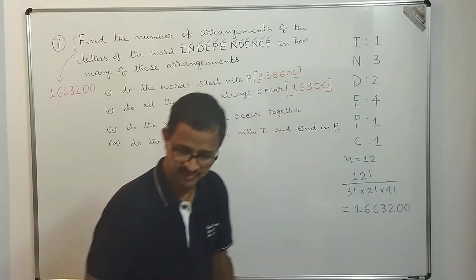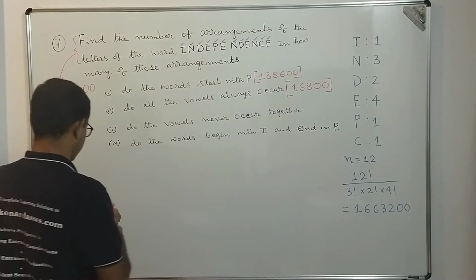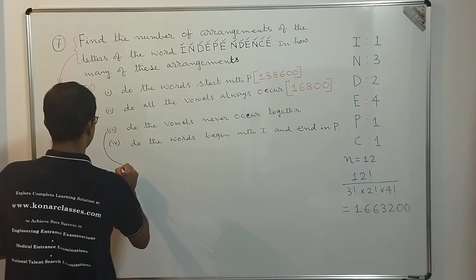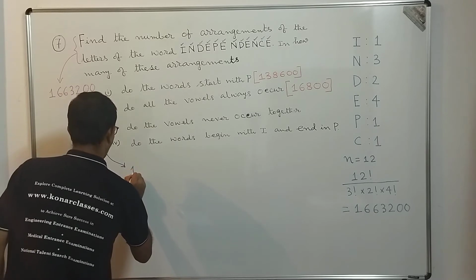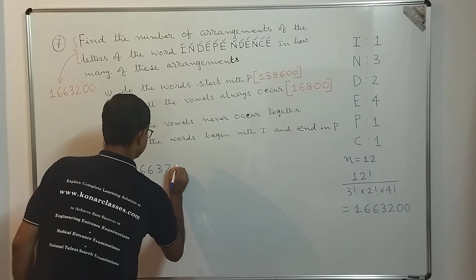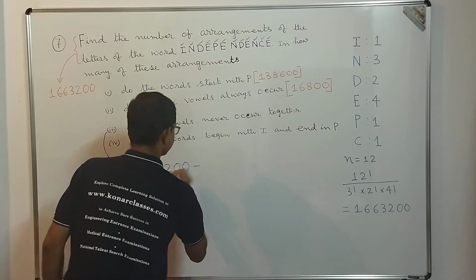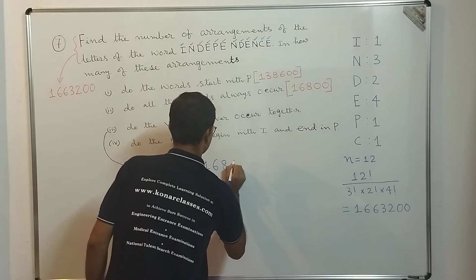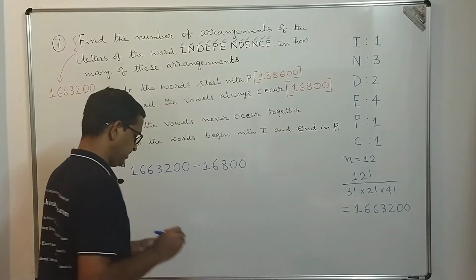I repeat once more. Let me write it down, then I will explain once more. So the required number of ways for this one should be 1663200 minus 16800. Okay, let me explain once.